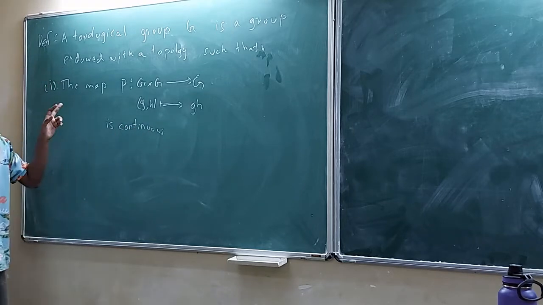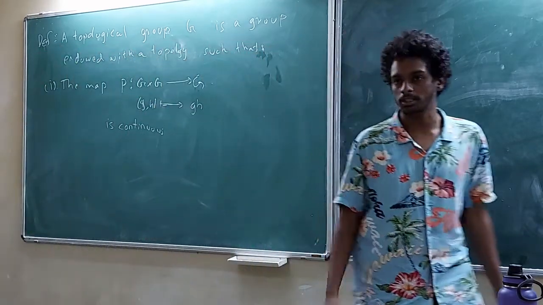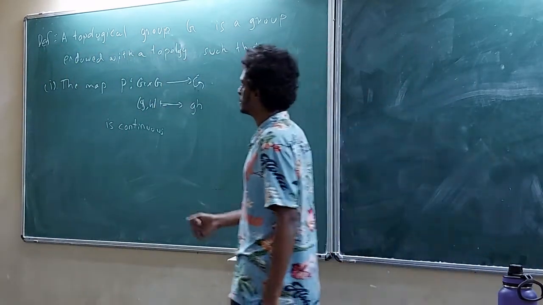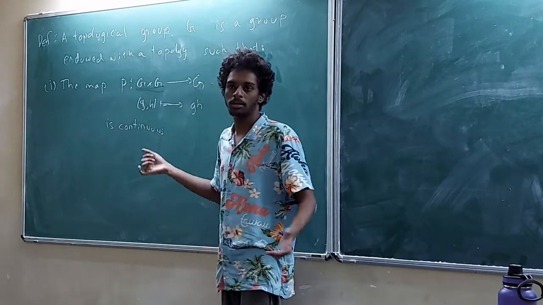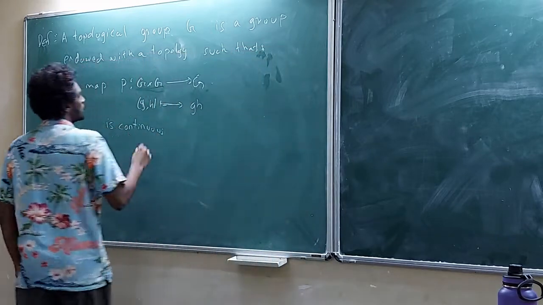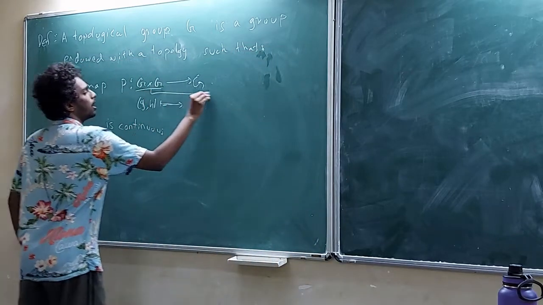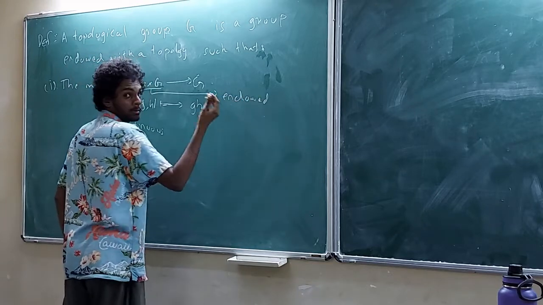Note that this is not really well defined yet, because now we're considering a map between two spaces, G cross G and G. So we need to define a topology on this. The natural thing would be the product topology. So I will just highlight it: G cross G is endowed with the product topology.